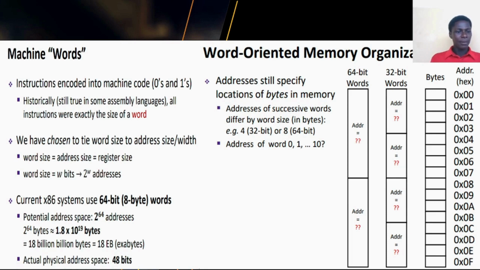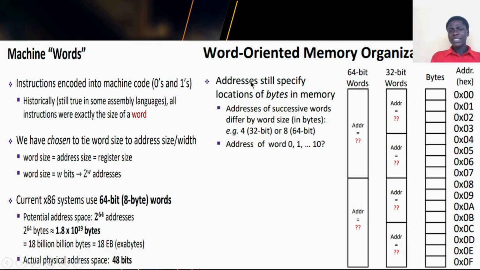And then current x86 systems use 64-bit words. That's the potential address space, 2 to the power 64 addresses. You can type that on your calculator to see the output.